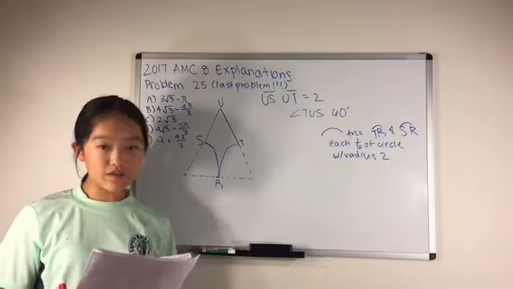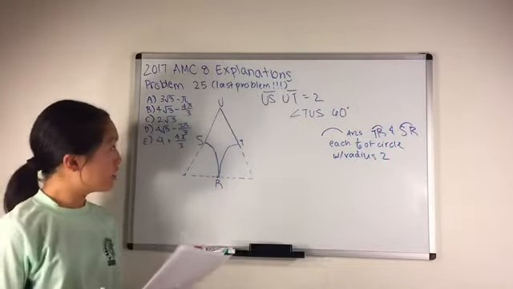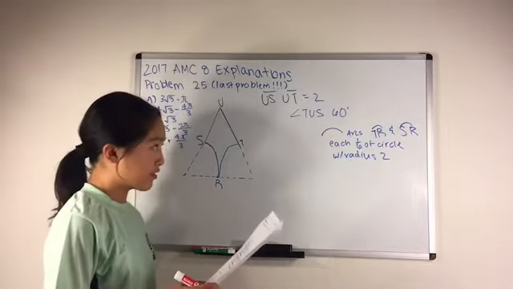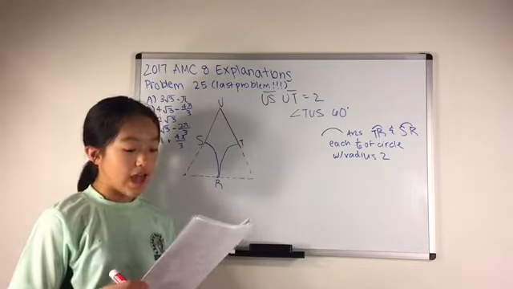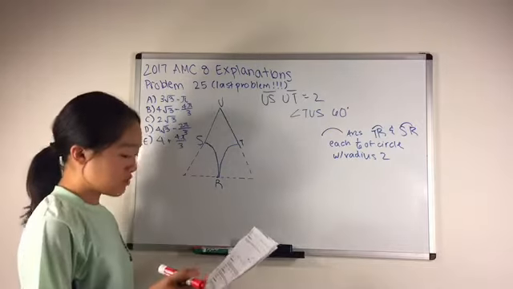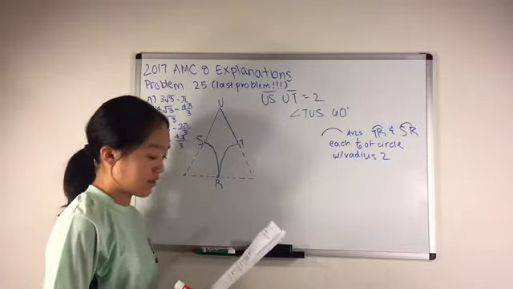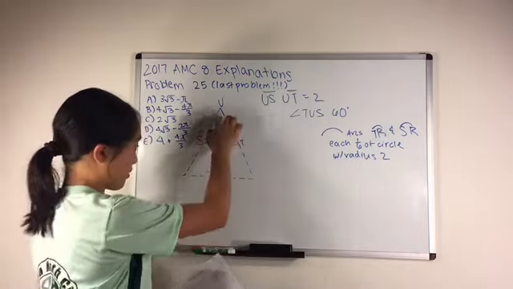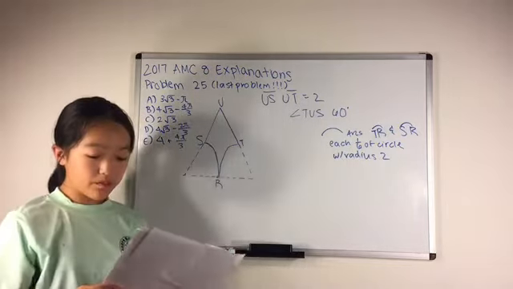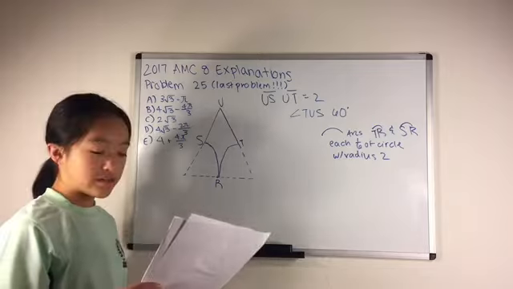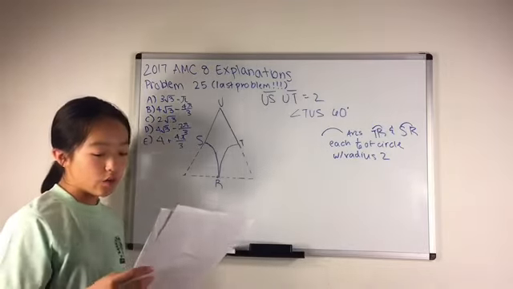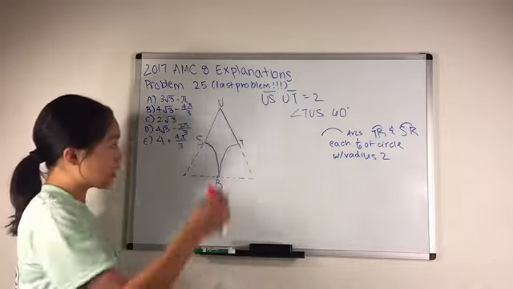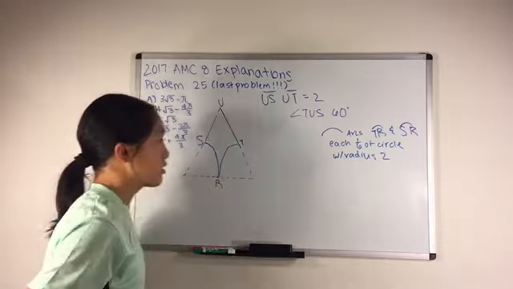Problem number 25 says, in the figure shown, line US and line UT are line segments, each of length 2. And the measure of angle TUS equals 60 degrees. M is over here. So, arcs TR and SR are each 1/6 of a circle with the radius of 2. What is the area of the region shown?